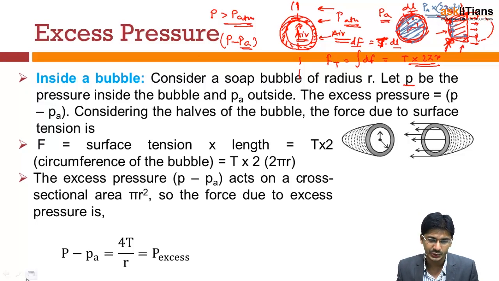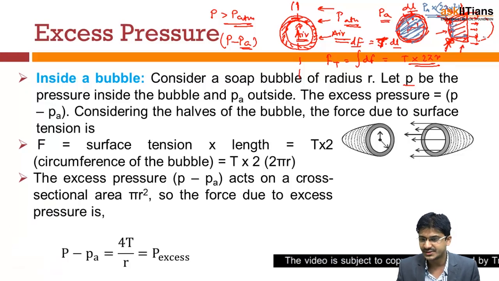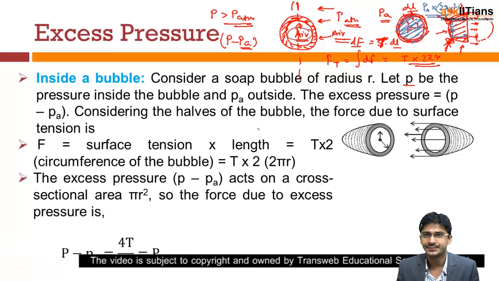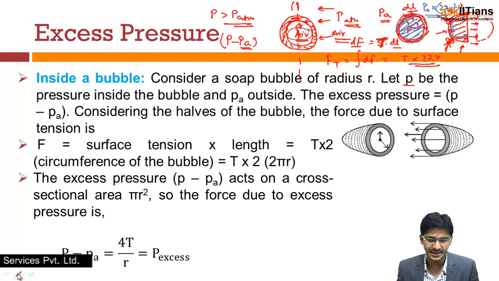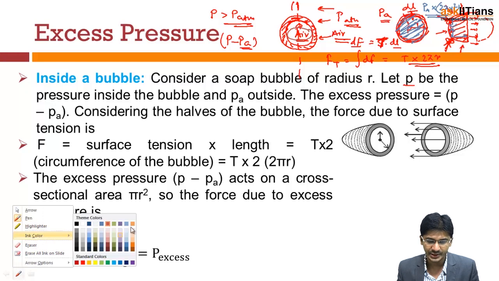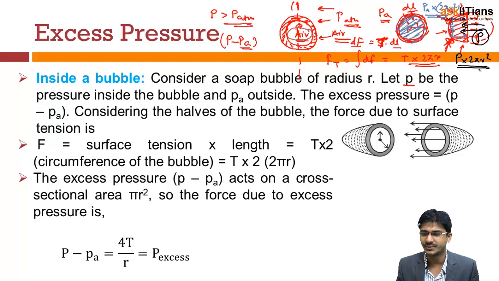Consider the forces due to the inside. Inside there was air, so there will be a pressure from inside. So what is that pressure? If you assume the value to be P from inside, what is the force due to this pressure? Again you will have the component thing, and the value that you will get is P into 2 pi r square. The pressure inside is P and the pressure outside is Pa.